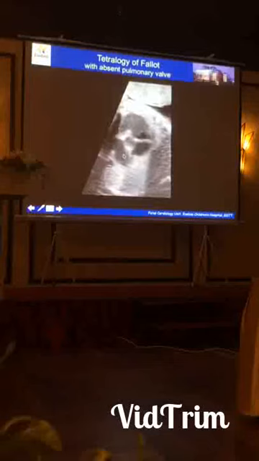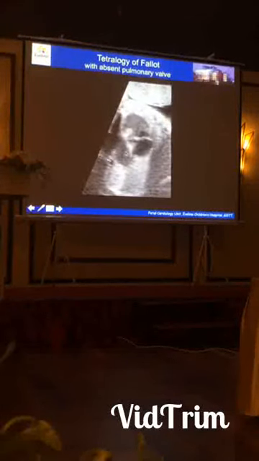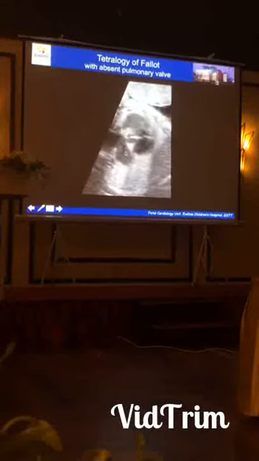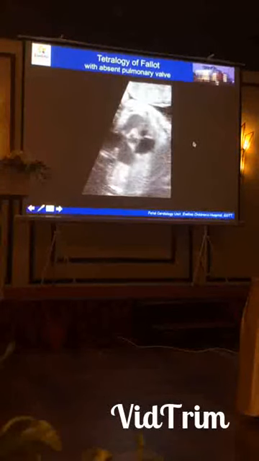This is an example with absent pulmonary valve syndrome. As I said, in this condition, the pulmonary arteries are very dilated. So here is the pulmonary valve here, and these two vessels here are the branch pulmonary arteries. They're enormous. And sometimes these babies are picked up because the sonographers will say, I can see some cystic lesions in the chest, and what they're actually seeing is the very dilated pulmonary arteries. This is the aorta and aortic valve here in the center.